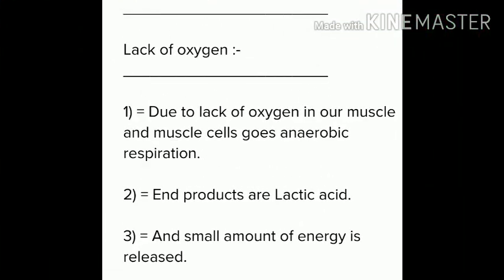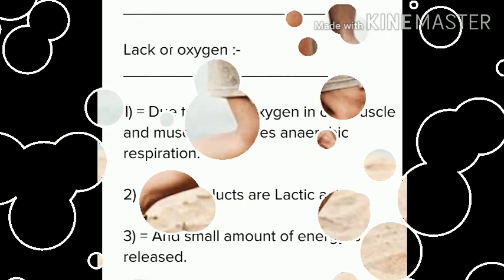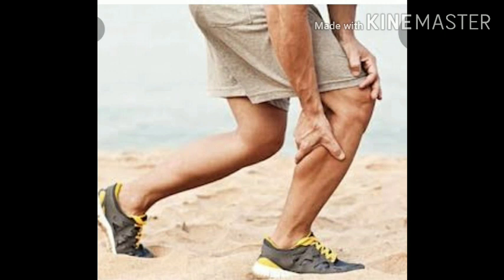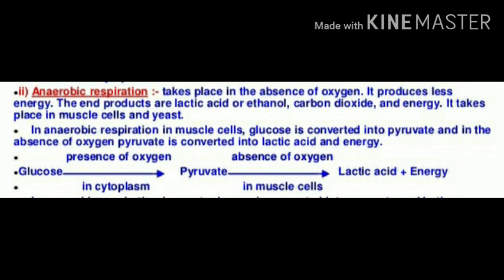There may be a third case where in our muscles anaerobic respiration takes place. This happens due to lack of oxygen in our muscle cells, and the muscles try to undergo anaerobic respiration. The end products are lactic acid and energy.